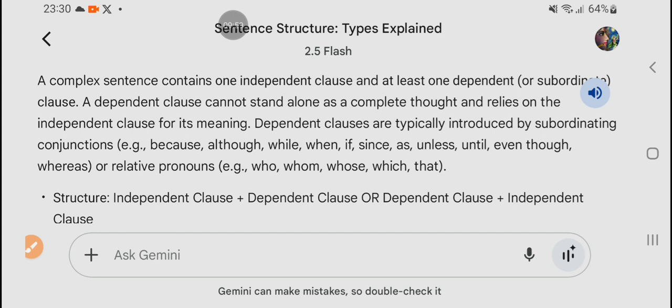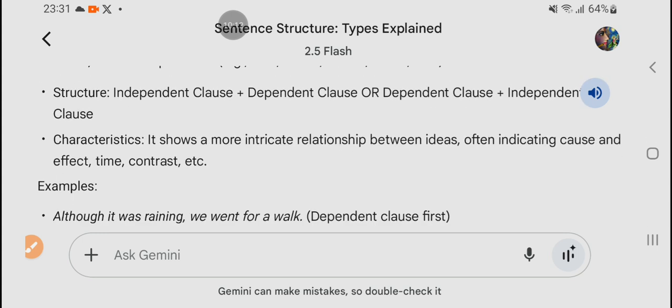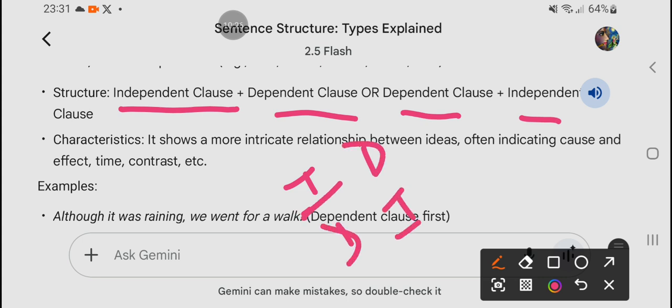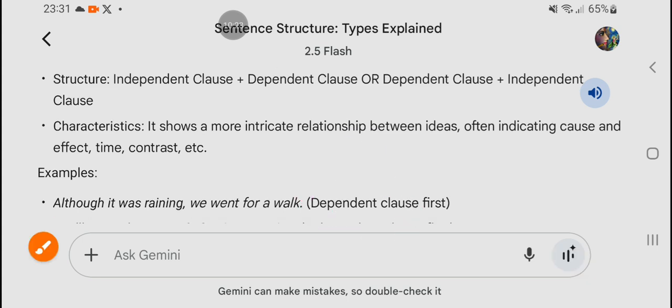A dependent clause cannot stand alone, but an independent clause can. And dependent clauses are typically introduced by a subordinating conjunction, or a relative pronoun, right? The structure is one independent clause, then a dependent clause, or a dependent clause plus an independent clause. That's vice versa. The place can be changed.